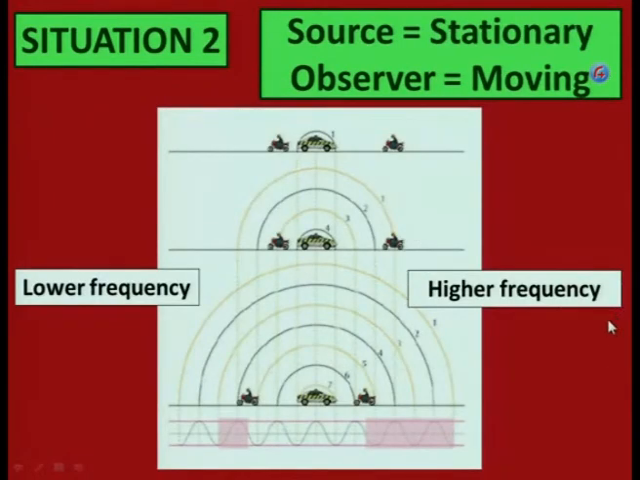Then we have a second situation where the source, the police car with the siren, is stationary and the observer is moving. The observer, if it moves towards the source, there will be a higher frequency because it is going through all these waves quickly. And the observer moving away from the source would go through waves slowly and therefore have a lower frequency.